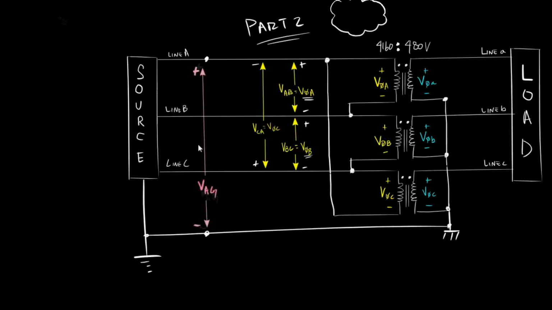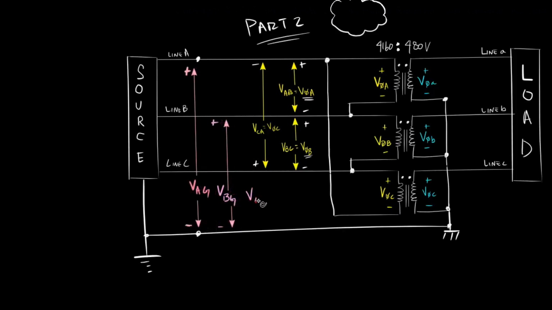I've drawn the arrows here to indicate that. Now VBG is going to be measured across line B and ground, so we're going to add arrows to illustrate that here. There's VBG. And lastly, VCG is the voltage across line C and ground.